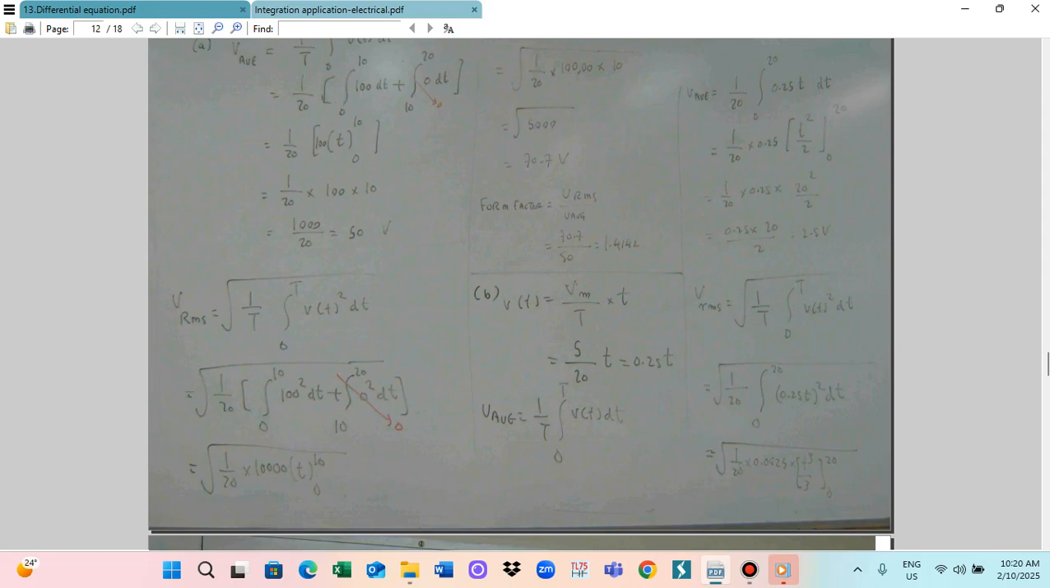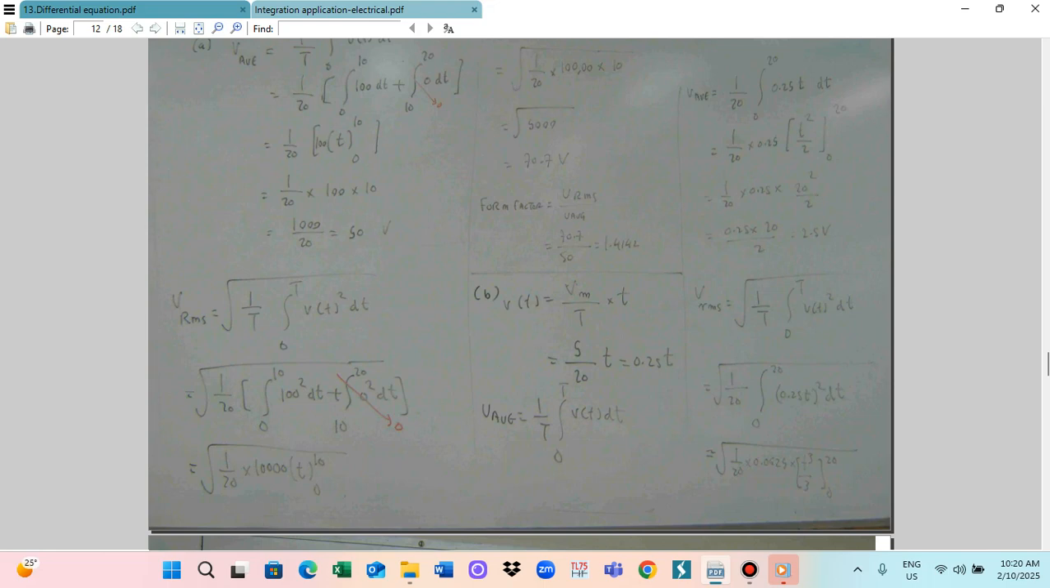In this equation, the maximum voltage is 5, so for I maximum you can substitute 5. And the period T is 20, so you substitute 20 in the place of the period. Then we get 5 divided by 20 into t, so 0.25 t. So v(t) is 0.25 t. Then we can substitute every value in this formula.